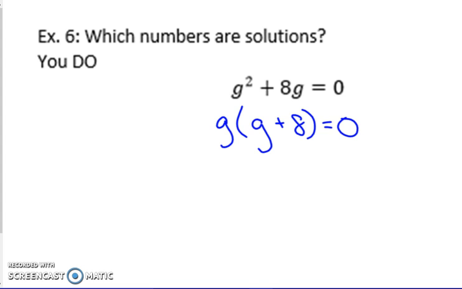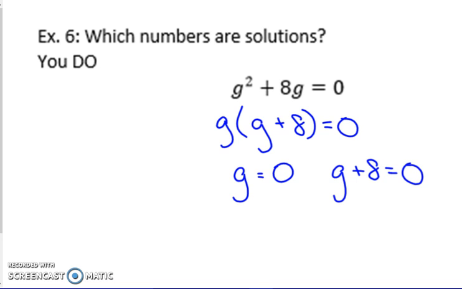In this case, because we have a variable out in front, that variable needs to be set equal to 0, as well as my parenthesis set equal to 0. When it was a whole number, we don't have to set it equal to 0, because a whole number can't equal 0 unless it is 0. When it's a variable, you still need to set it equal to 0. Treat it like it's a second set of parentheses.